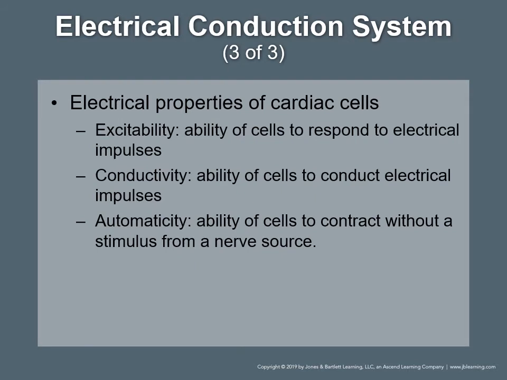The electrical properties of cardiac cells. You have excitability. This is the ability of cells to respond to electrical impulses. Conductivity is the ability of the cells to conduct electrical impulses, and automaticity, and that's the ability to contract without a stimulus from a nerve source.